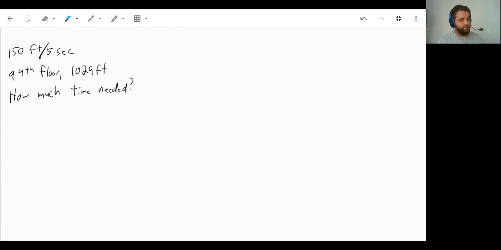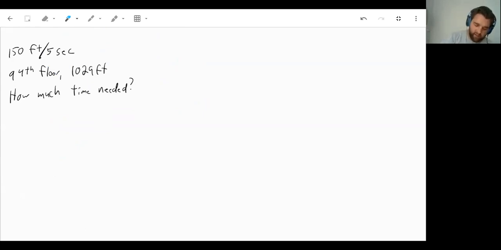One last word problem for today. The elevator that takes passengers from the lobby of the John Hancock Center in Chicago to the observation level travels 150 feet in 5 seconds. The observation level is located on the 94th floor at 1,029 feet above the ground. Find the time it takes the elevator to travel from the lobby to the observation level. Wow.